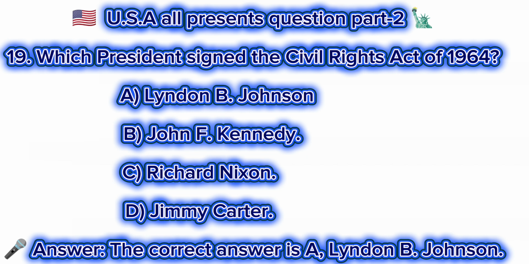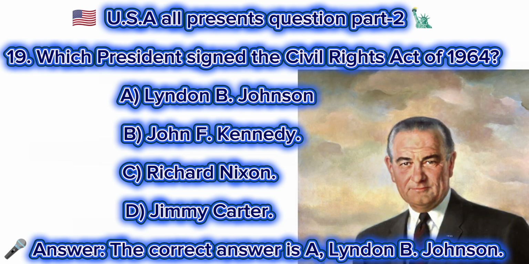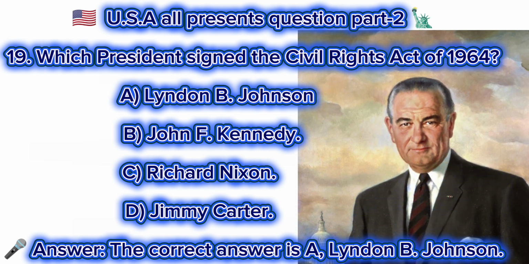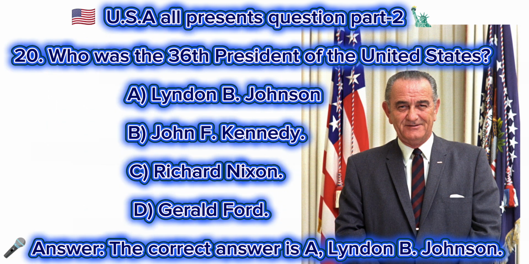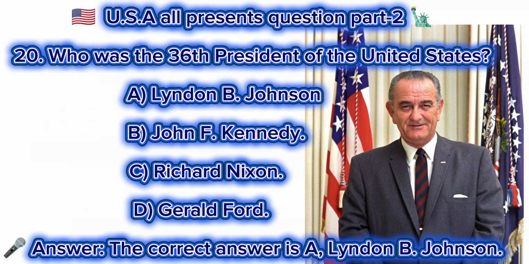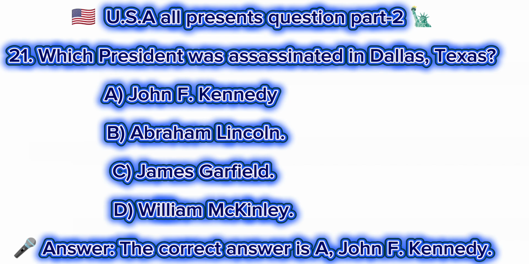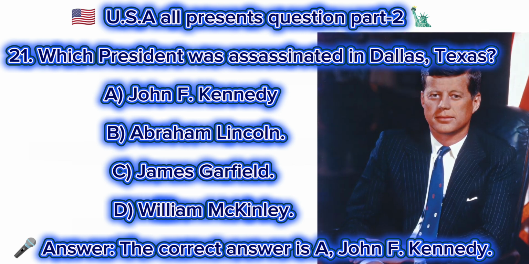19. Which president signed the Civil Rights Act of 1964? A. Lyndon B. Johnson. B. John F. Kennedy. C. Richard Nixon. D. Jimmy Carter. Answer. The correct answer is A. Lyndon B. Johnson. 20. Who was the 36th President of the United States? A. Lyndon B. Johnson. B. John F. Kennedy. C. Richard Nixon. D. Gerald Ford. Answer. The correct answer is A. Lyndon B. Johnson. 21. Which president was assassinated in Dallas, Texas? A. John F. Kennedy. B. Abraham Lincoln. C. James Garfield. D. William McKinley. Answer. The correct answer is A.